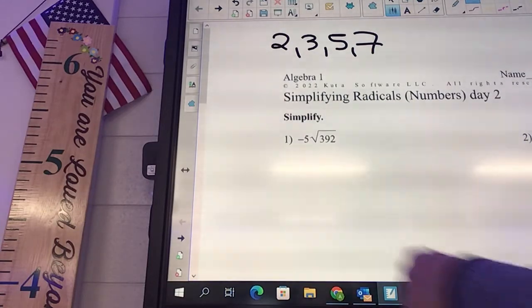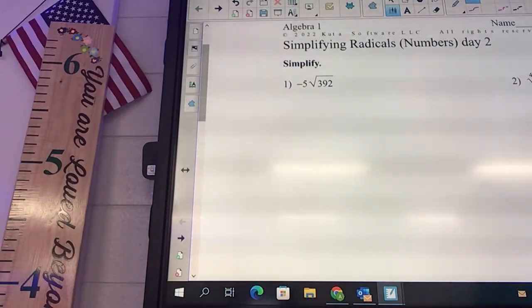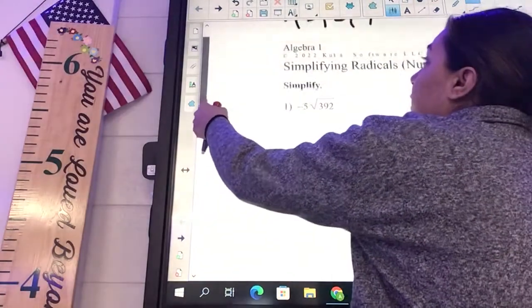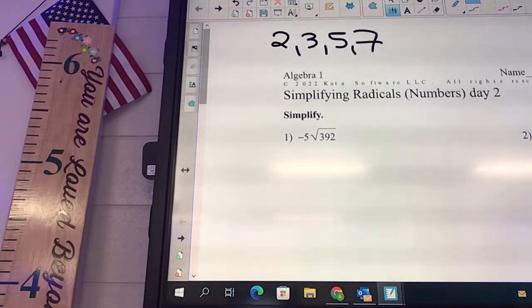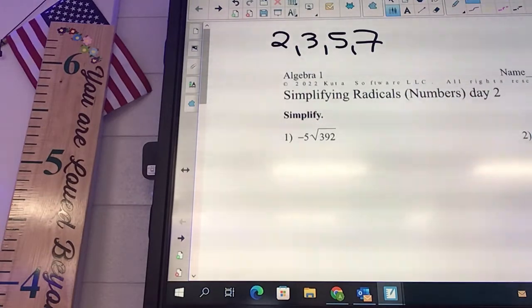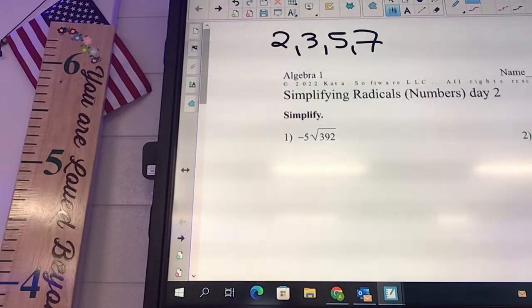So starting with this one, we have a number on the outside. That's the main difference from yesterday to today: if there's already a pre-number on the outside, it really doesn't change much. But my suggestion to you would be to immediately, before you even start the problem, drop the number down. That is the number one mistake kids make: they do all the problem and then forget that there was a number on the outside to begin with.